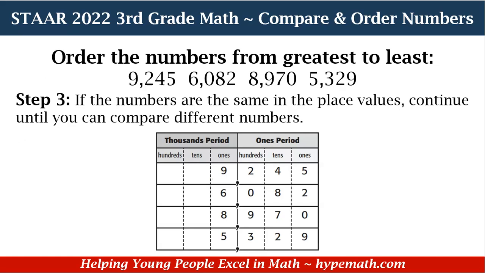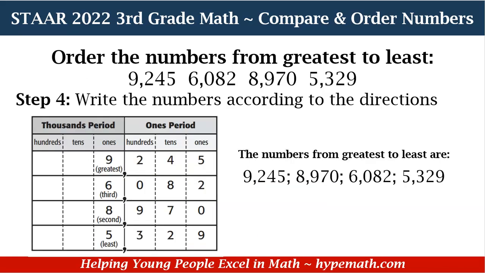So for step 3, we're saying if the numbers are the same in the place values, continue until you can compare different numbers. Well, all of our numbers are different, so we don't need to worry about that. So what we're going to do is move to step 4. We're going to write the numbers according to the direction. And our directions say, order the numbers from greatest to least.